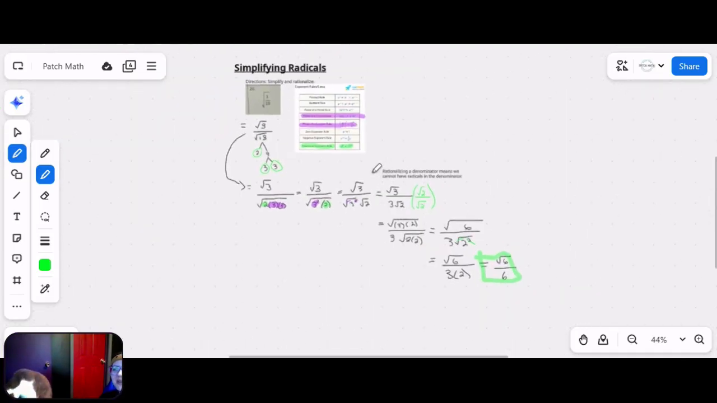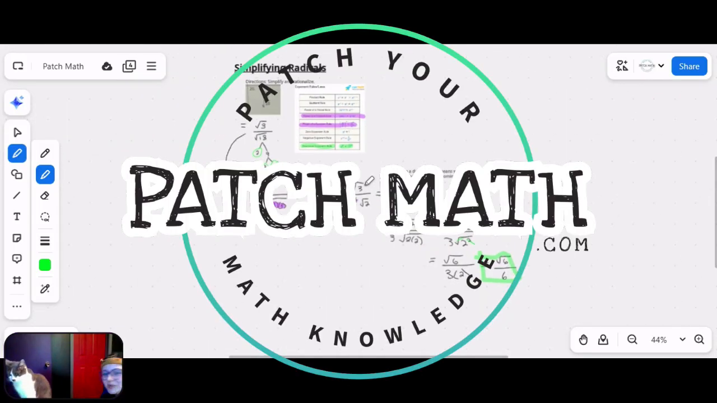And zooming out, there is your refresher on how to simplify radicals and rationalize the denominator. Me and DJ would like to thank you so much for your time.